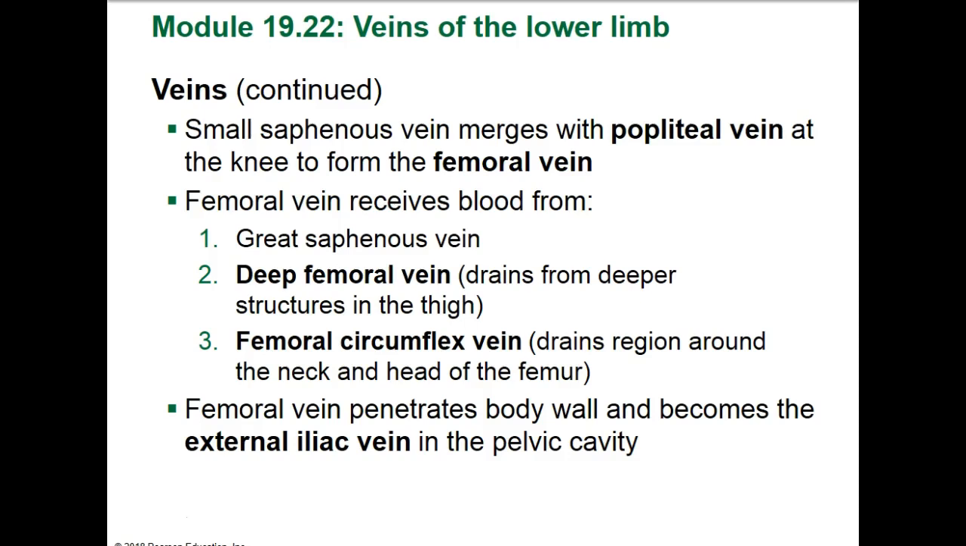The small saphenous vein then merges with the popliteal vein at the knee and forms the femoral vein. And then the femoral vein receives blood from the great saphenous vein, the deep femoral vein, which drains from the deeper structures of the thigh, and the femoral circumflex vein, which drains the regions around the neck and the head of the femur. The femoral vein penetrates the body wall, then becomes the external iliac vein once we get in the pelvic cavity.